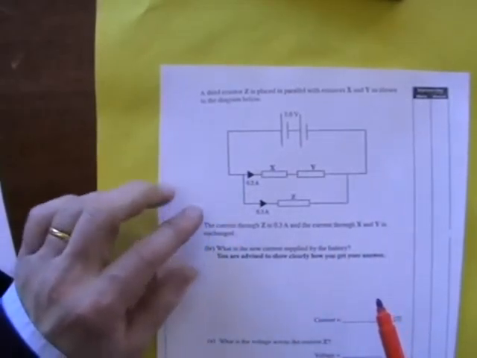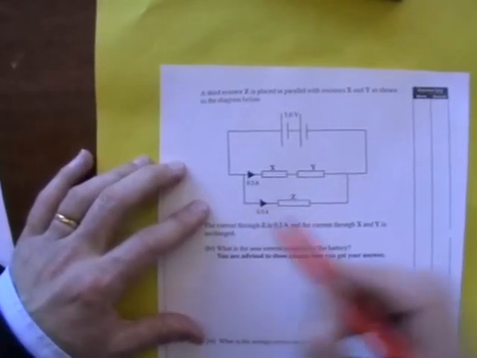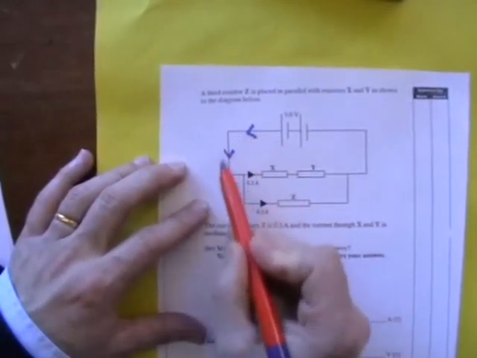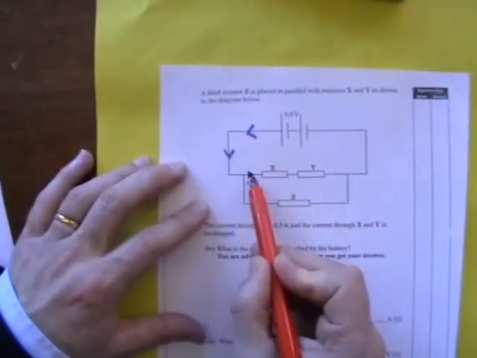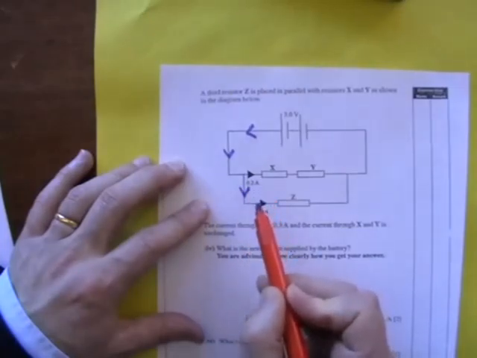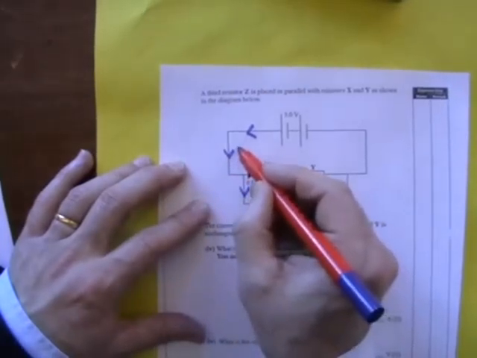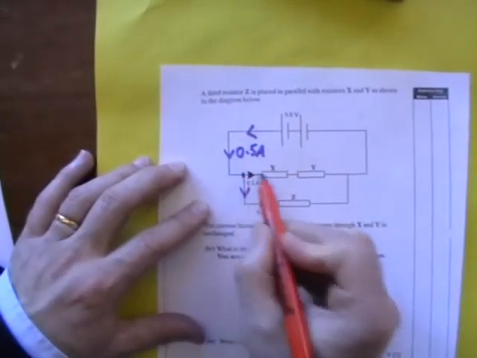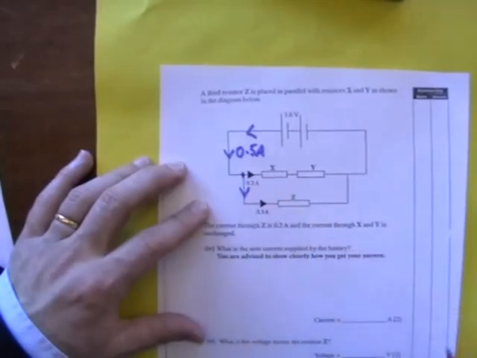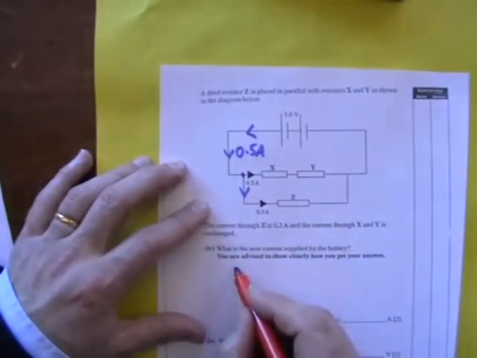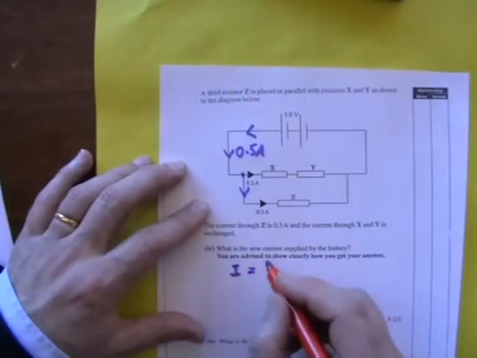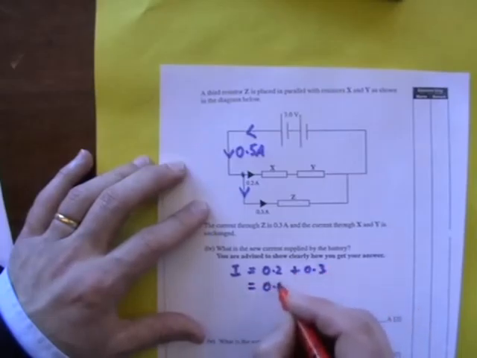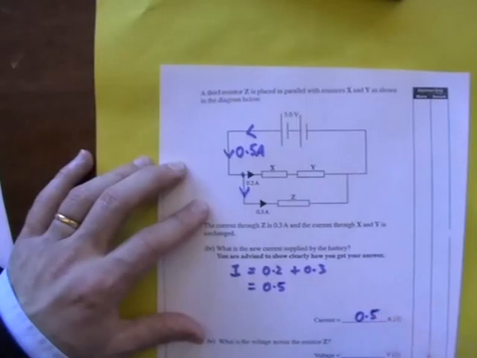But we're asked, what is the new current supplied by the battery? Alright, if we have a current coming out of the battery here, the current comes around and stays constant until it gets to here. 0.2 amps going down this arm and 0.3 amps going down here. That means that the total current that comes in there must be equal to 0.5 amps. Because when it gets to this point here, it splits, 0.2 goes there, 0.3 goes there. So again, what I would say is that I is equal to 0.2 plus 0.3, which is equal to 0.5. So the current is equal to 0.5 amps.